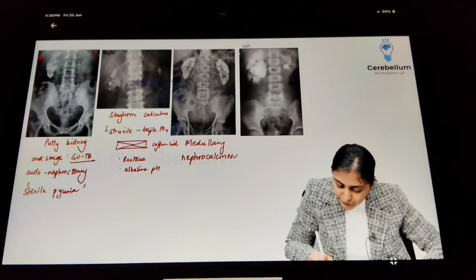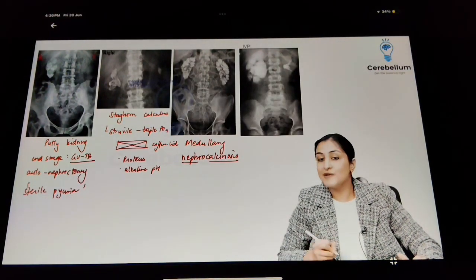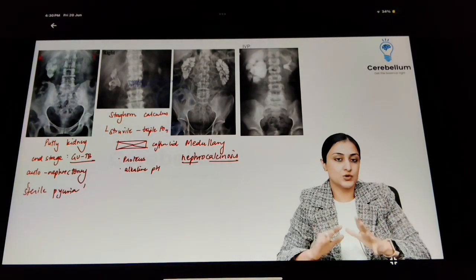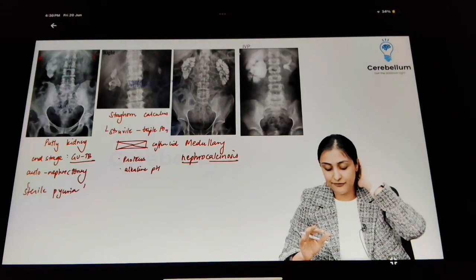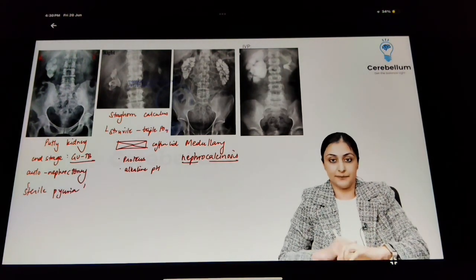So this is nephrocalcinosis, calcification of the medullary pyramids. This is where the kidneys are functional. This is not like putty kidney where the function is lost. Here the kidneys are functional. It's just that the pyramids have calcium within them. Fine. So that's the first point.